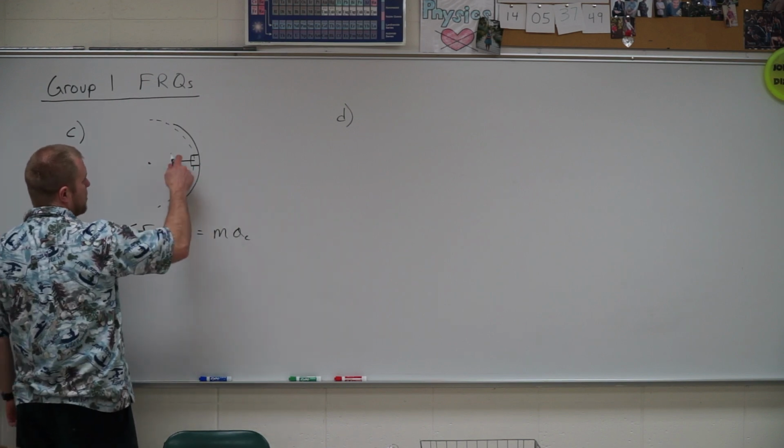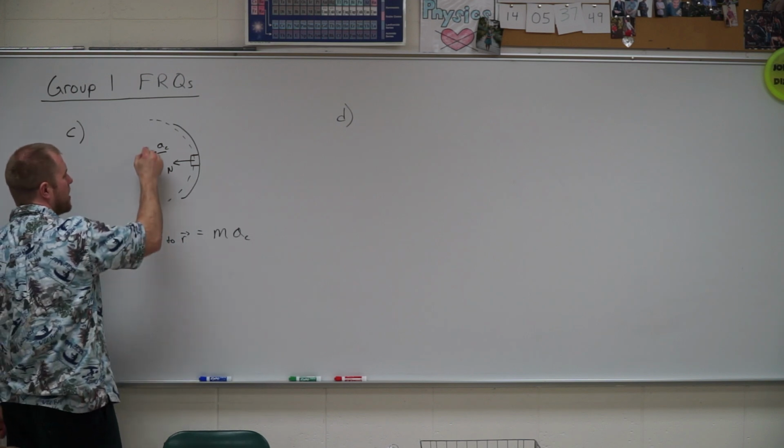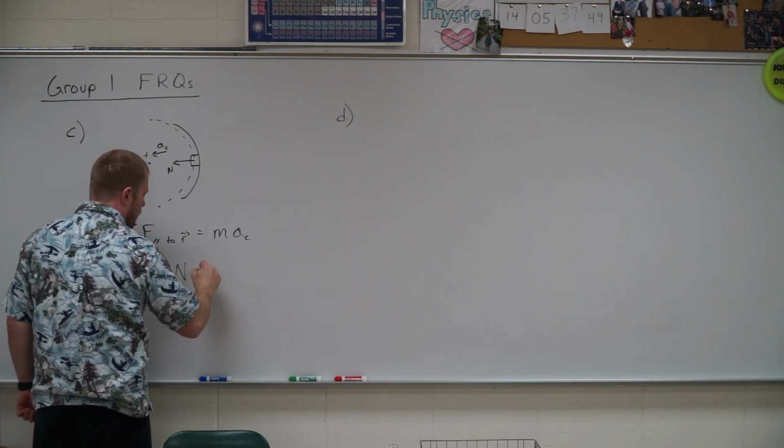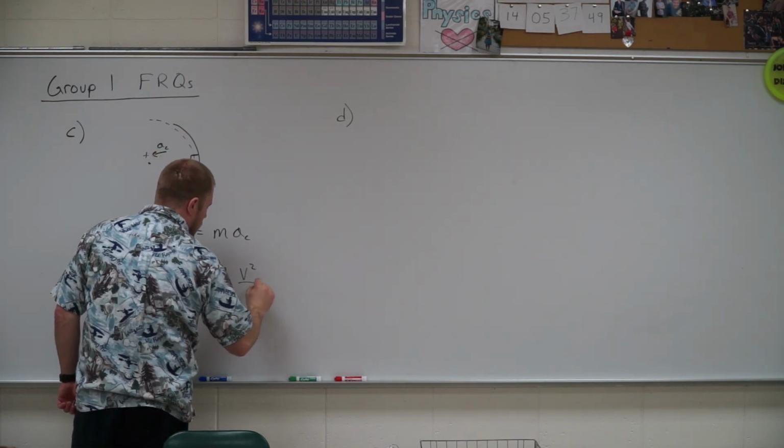So now I have just the normal force. Radially inward is my centripetal acceleration direction. I make it positive. So now I have normal force is equal to m times v squared over r.